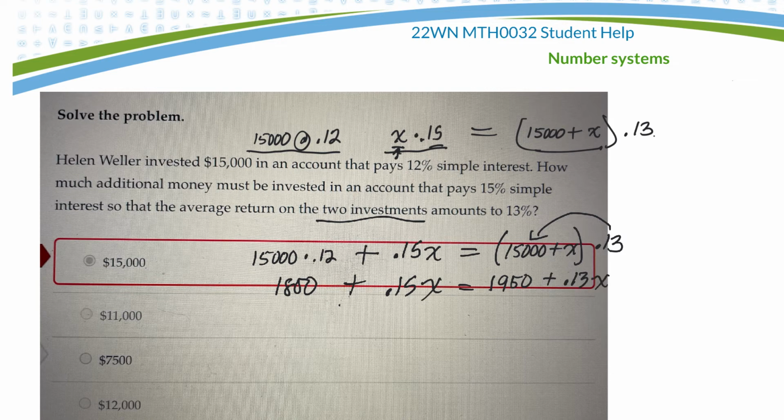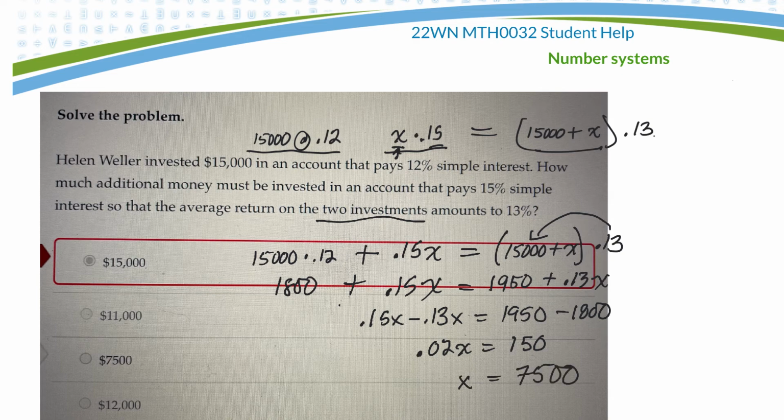I did those numbers before in the calculator, so I remember them. Okay, now let's gather our x's together. So it'd be 0.15x minus 0.13x is equal to 1950, and we'll subtract that 1800 on both sides. So I wind up with 0.02x is equal to 150. When you divide that, I think that comes out to 7,500. So the question says how much additional money must be put in at 15%. So the additional money must be $7,500.